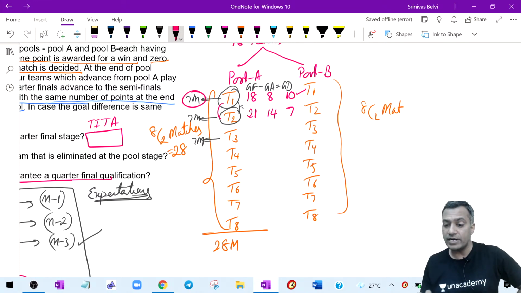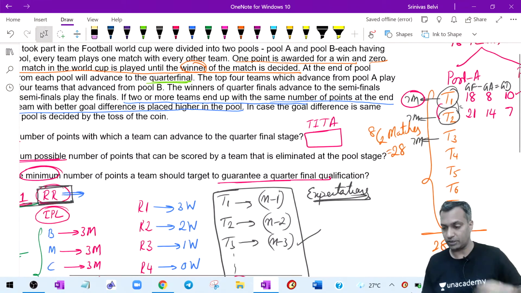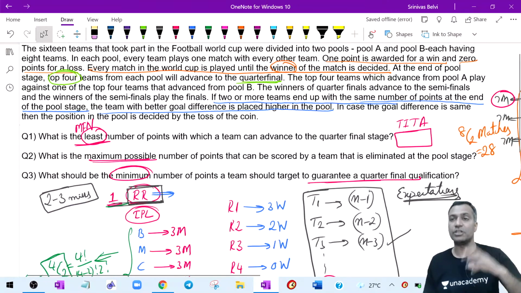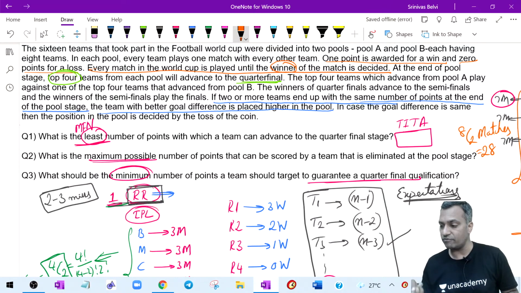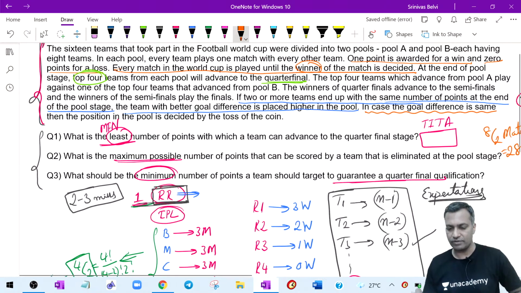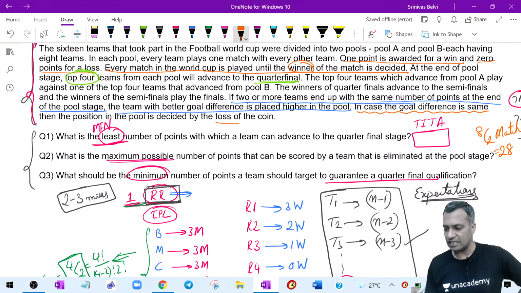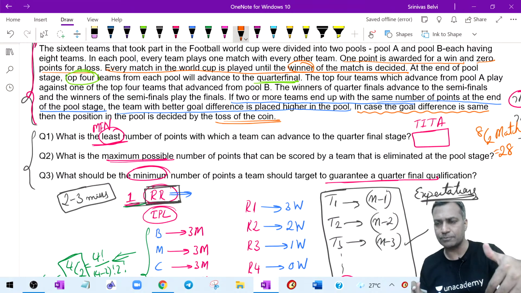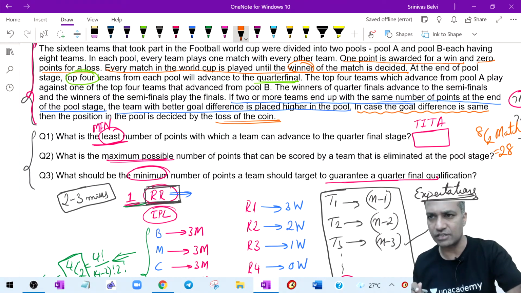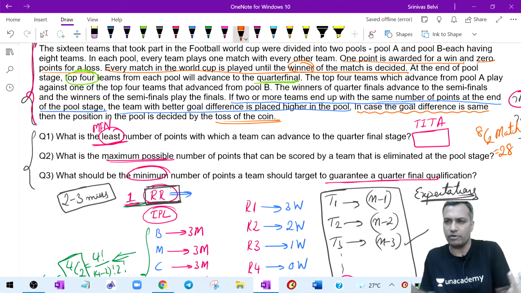What if the goal difference also matches? That's another question, because sometimes it may be possible in the worst case scenario that the goal difference is also matched. That is what he's writing here. If the goal difference is also the same, then it is decided by the toss of the coin. They will call both the captains and say, you choose heads or tails, whatever it is. I will toss the coin. Whoever wins it, I will put him first, because that's a criteria they have taken.